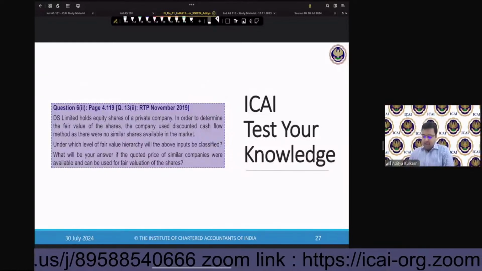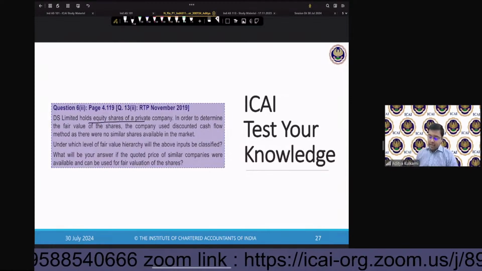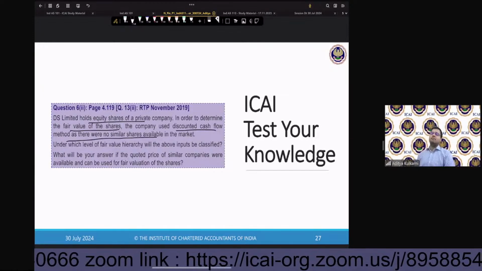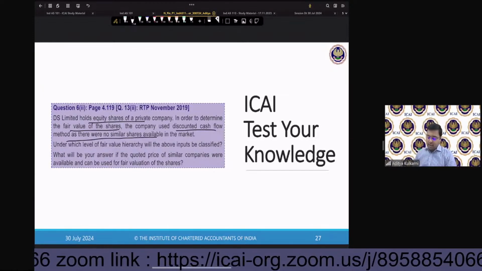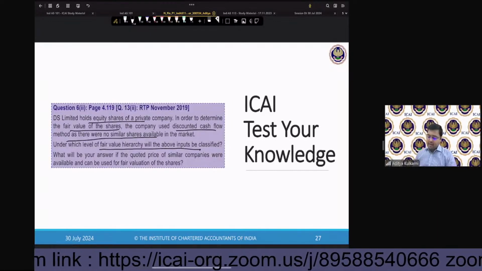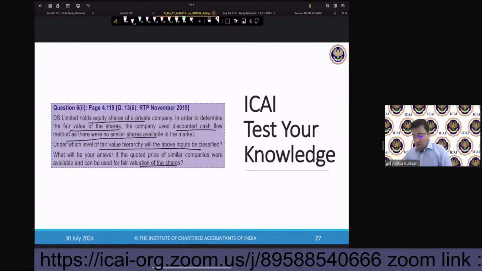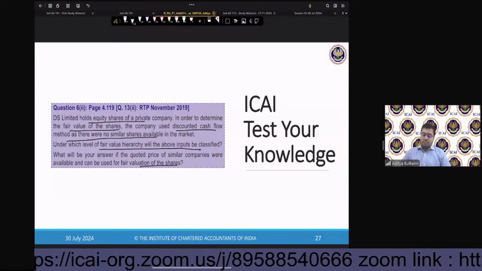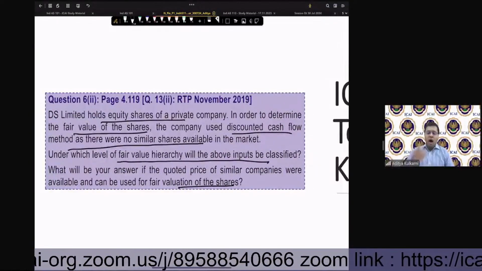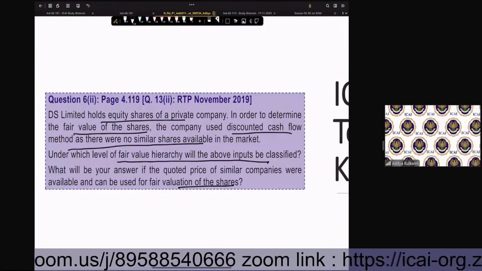Continuing with the sixth question. DS holds equity shares of a private company. To determine the fair value of the shares, the company uses the DCF method as there were no similar shares available in the market. Under which level of the fair value hierarchy will the above inputs be classified? And what if the quoted prices of similar companies were available and can be used for fair valuation of the shares? Tell me, what do you guys think? Just give me a minute. Read the question and answer.